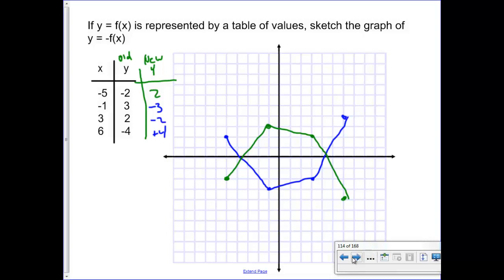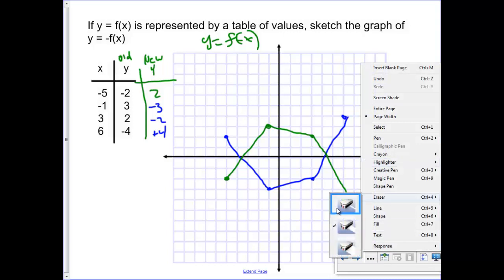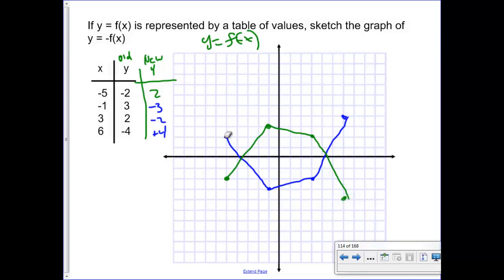Can I do the opposite one of these? Maybe just watch. I'm gonna do it as though it was y equals f of negative x, just to make sure that we got the idea here. So I'm just gonna erase the, which one was the new one? This one?